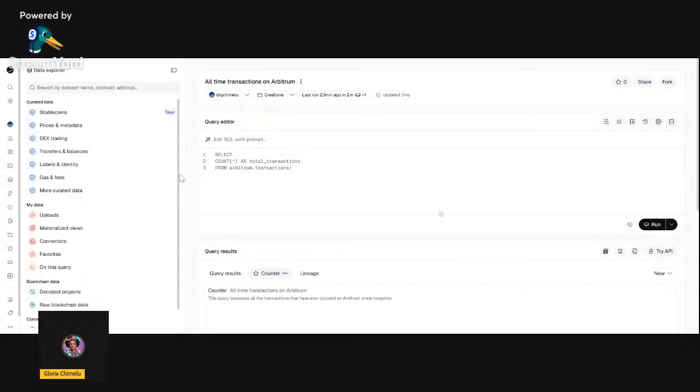So from this Arbitrum transactions table, I just wanted it to count all the transactions that were there, both send and receive, everything. So very simple query, just 3 lines, and you could do that. So if you're looking to get into SQL or you're a beginner, you can do something as simple as this.